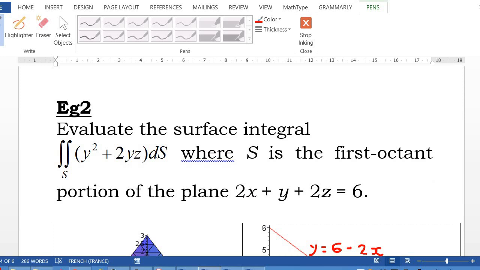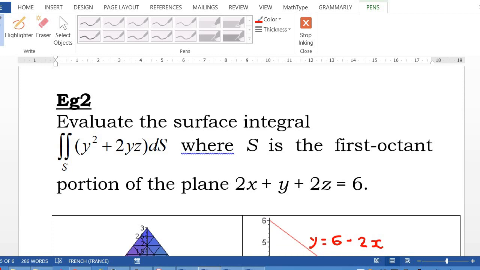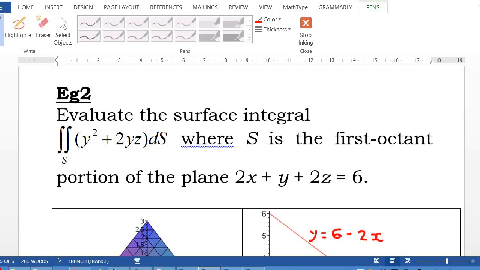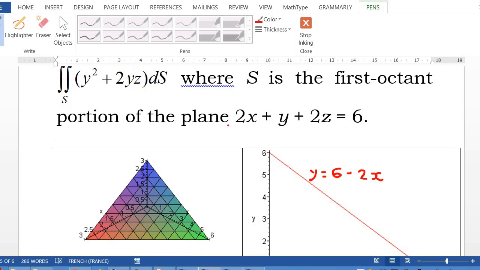Okay, the second example: evaluate the surface integral of y squared plus 2yz dS over surface S, where S is the first octant portion of the plane 2x plus y plus 2z equal to 6. Okay, this is a tetrahedron plane. In the first octant, it means x positive, y positive, z positive.